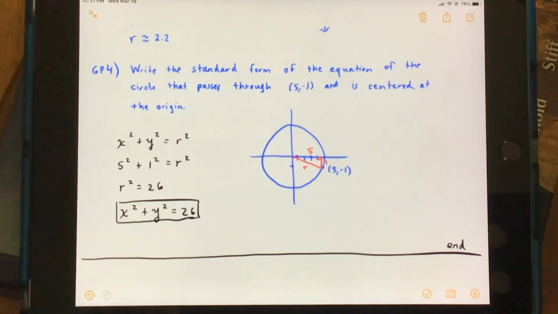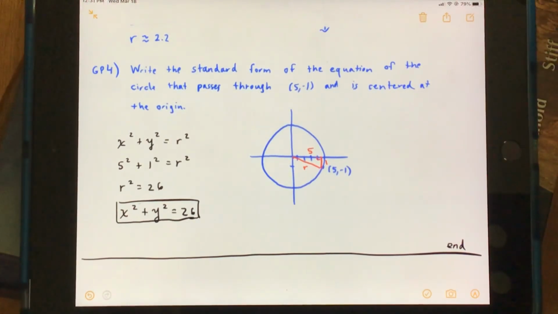I know that the equation for my circle centered at the origin will take the form x squared plus y squared equals r squared. Since my x coordinate is 5 and my y coordinate is negative 1, I'm going to go ahead and square both of those. And notice on the 1 squared, I didn't square negative 1 because I know I'm going to end up with a positive value anyways. You can simply take the absolute value of whatever coordinates you're given and square those, since they will end up being positive always.